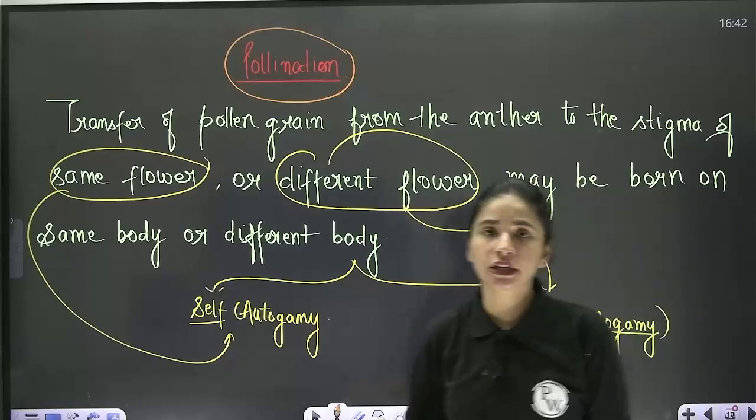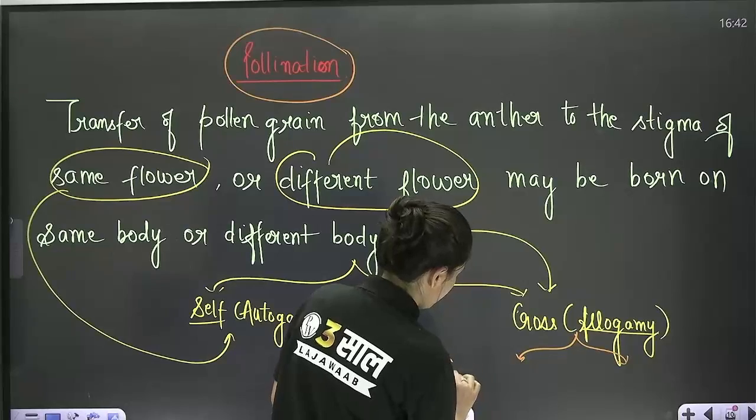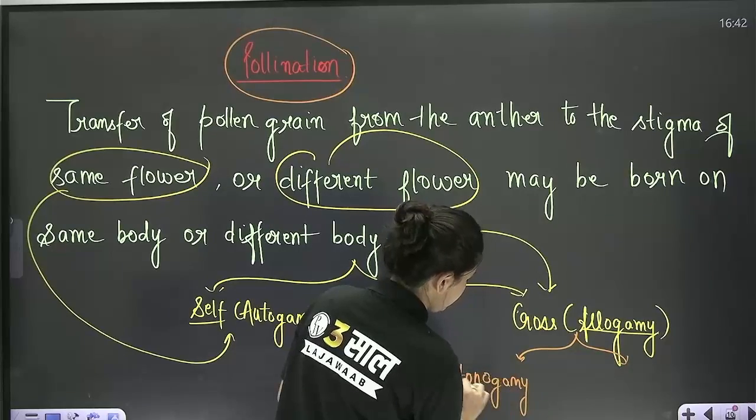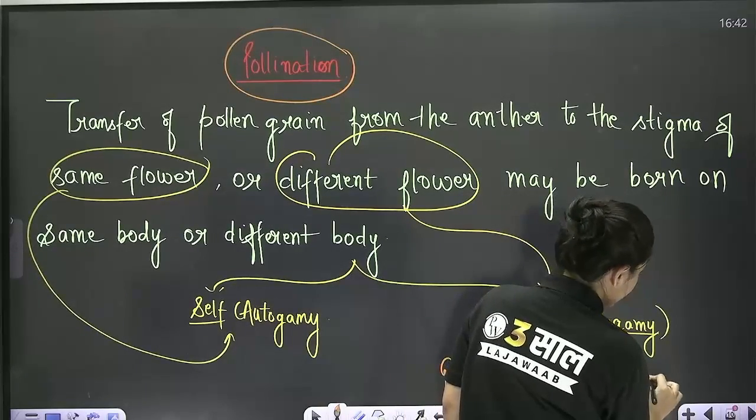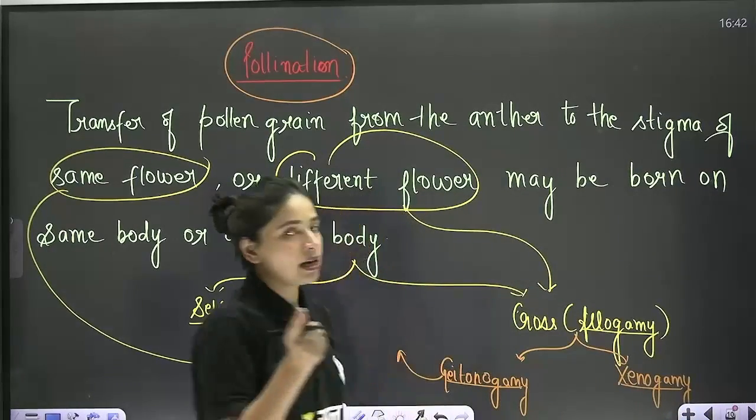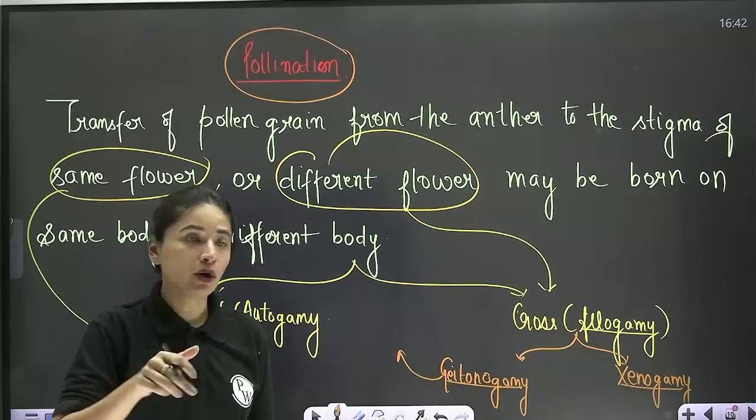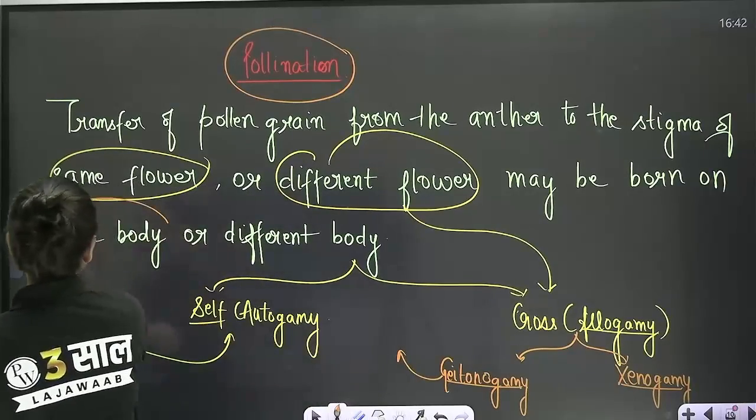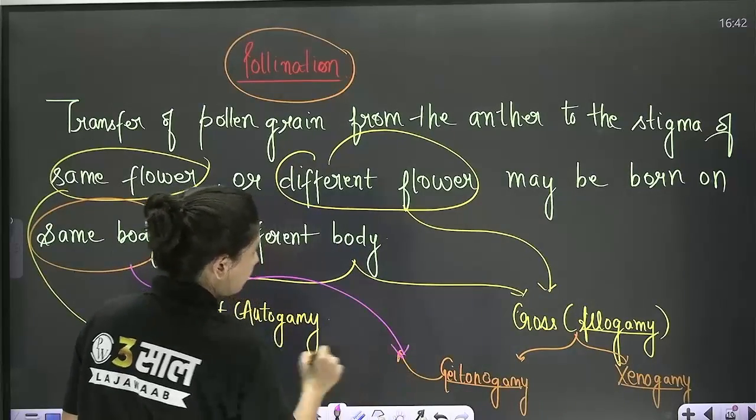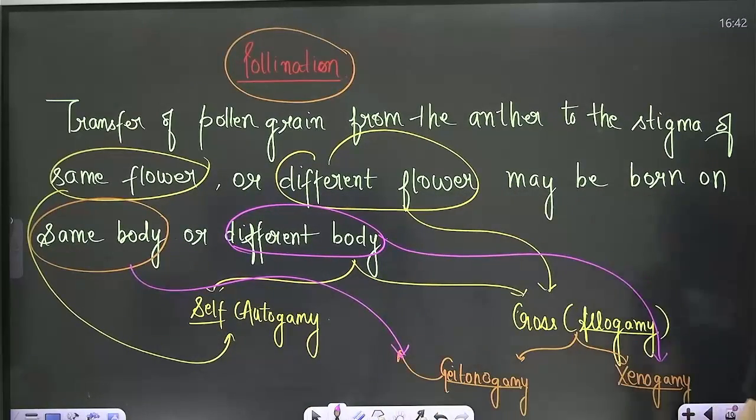Now, cross-pollination, you know, can be further of two types, that is geitonogamy and xenogamy. So what is geitonogamy? How many of you remember? Geitonogamy means transfer of pollen grain between different flowers but born on the same body. So when I say same body, that means I am talking about geitonogamy. If I am talking about a different body, that means I am talking about xenogamy.